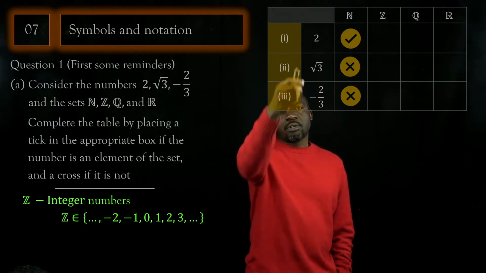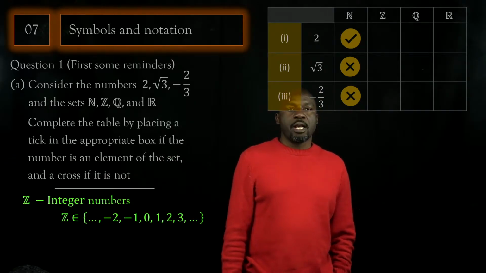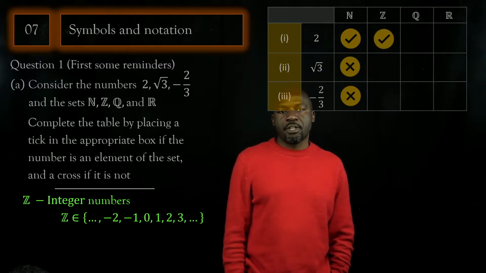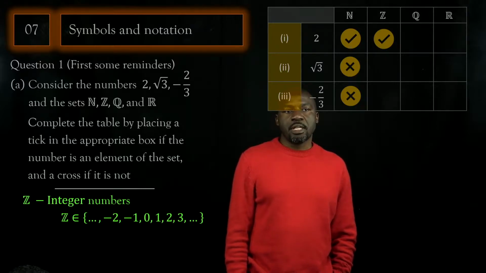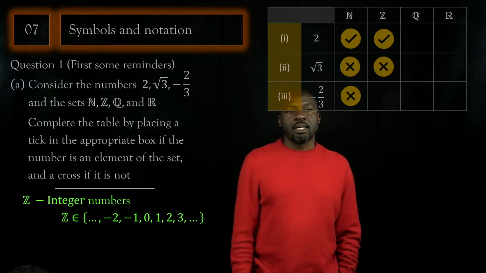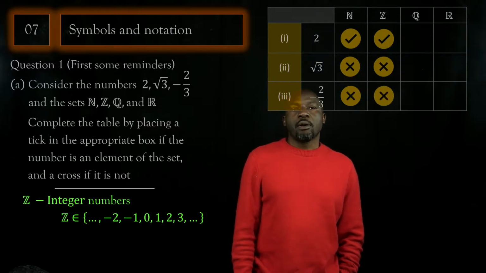All right, and so looking at our 3 numbers there, again we can tell that 2 is in the set of integers, but root 3 and minus 2 over 3 do not fall under the set of whole numbers, positive or negative. Okay, all right.